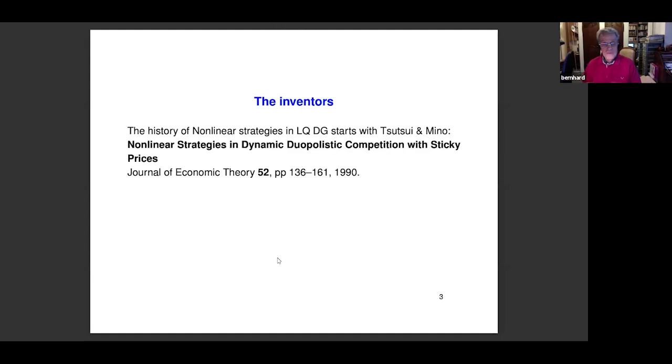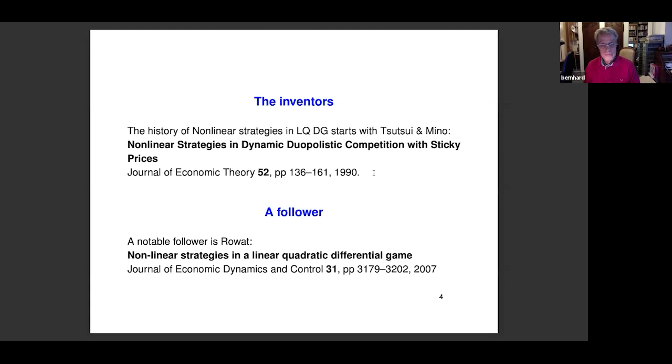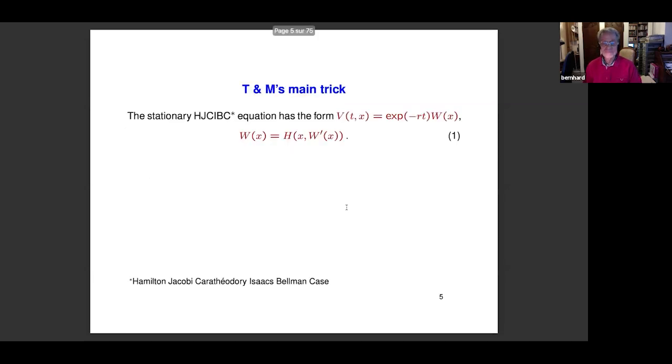So the inventors of this whole story were Tsutsui and Mino. I will refer to them as T and M, in this paper of 1990, so that's 34 years ago. And a notable follower was this paper by Rowat in 2007, which I will also comment upon for the history itself. So let me summarize the method invented by Tsutsui and Mino.